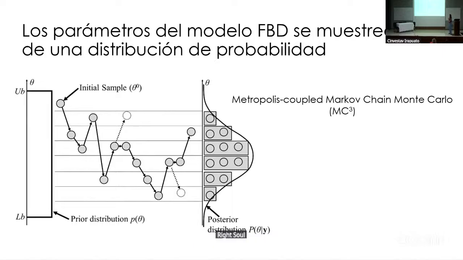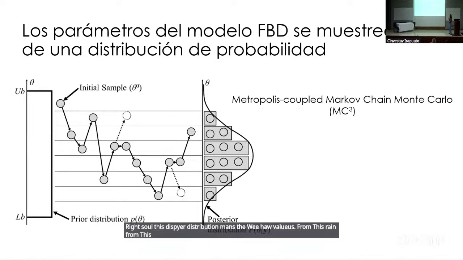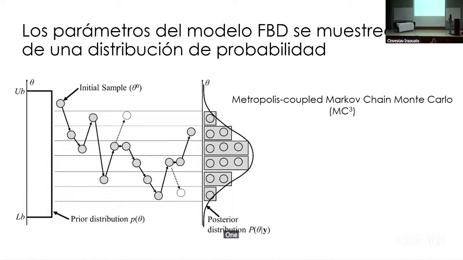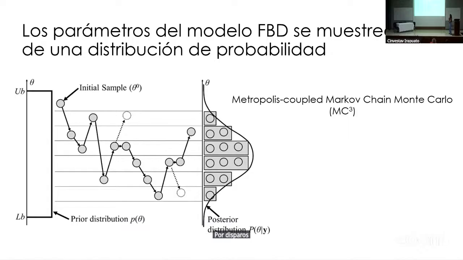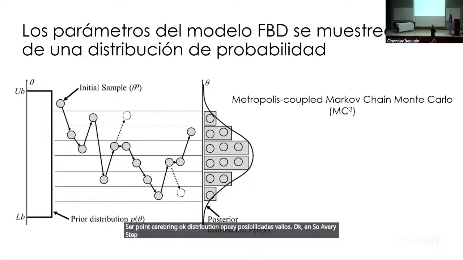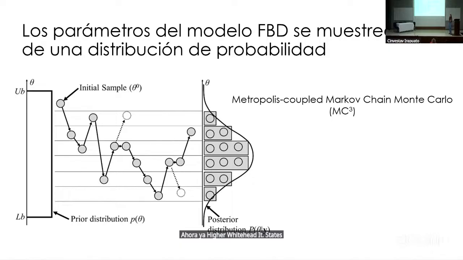Right. So this prior distribution means that we have values from this limit to this one. For example, this could be 1 and this could be 0. The samples in the Markov chain are, for example, taking this value right here, maybe 0.8 for this parameter. At the next step in the chain, you will take, for example, 0.7. So it samples from this distribution of possible values. At every step in the Markov chain, you take a value, and if this value has a higher likelihood, it stays there. If it doesn't, it changes.